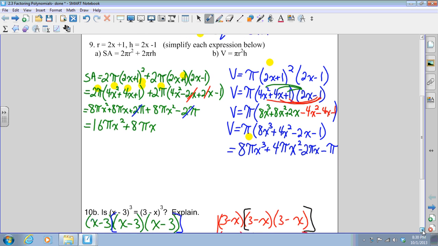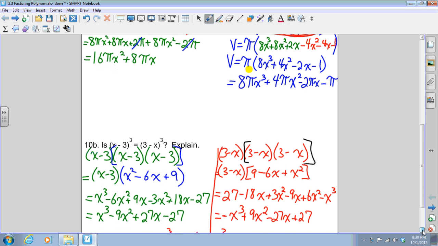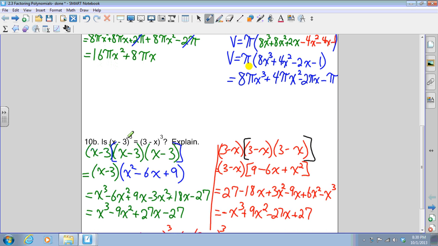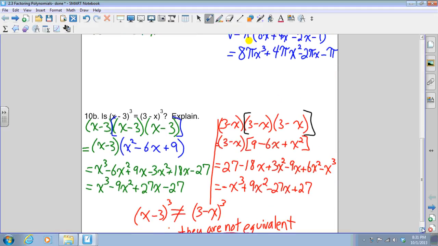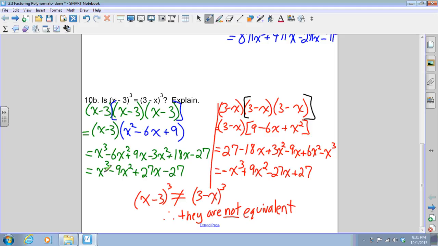Scrolling down here, number 10 is (x minus 3) cubed equal to (3 minus x) cubed. And again, this is something where you have to expand it out, multiply 2 binomials first, and then multiply the binomial times the remaining trinomial. And you do that in both cases, ladies and gentlemen. And you will notice that they do not have the same answer. So therefore, (x minus 3) cubed does not equal (3 minus x) cubed. Therefore, they are not equivalent.